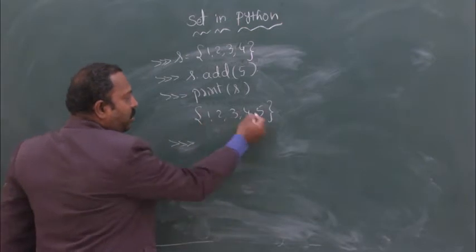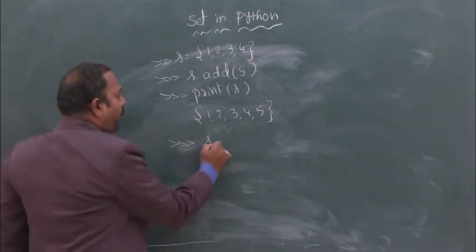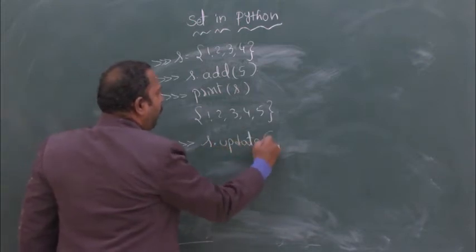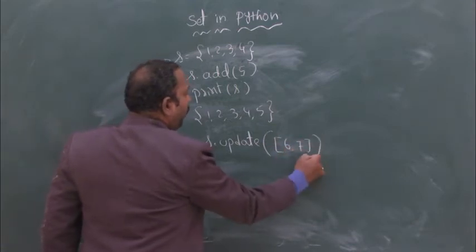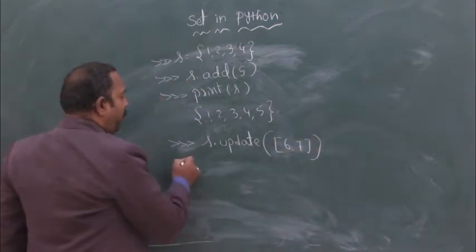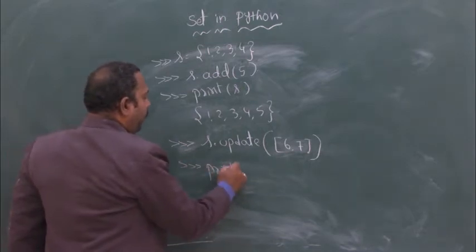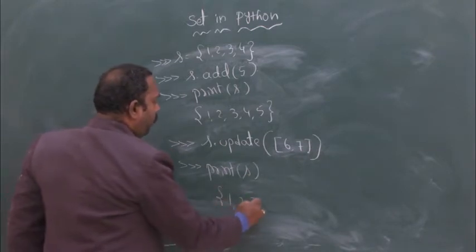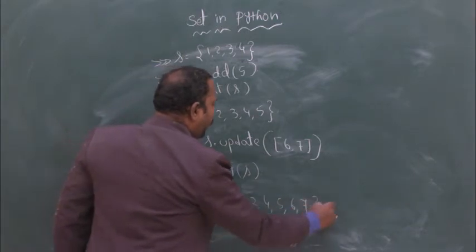Suppose S consists of 5 elements. Now I want to add another 2 elements. Then you have to use S dot update of, you can use 6, 7. Then suppose I write print S. What is the output you will get? You will get the output 1, 2, 3, 4, 5, 6, 7.